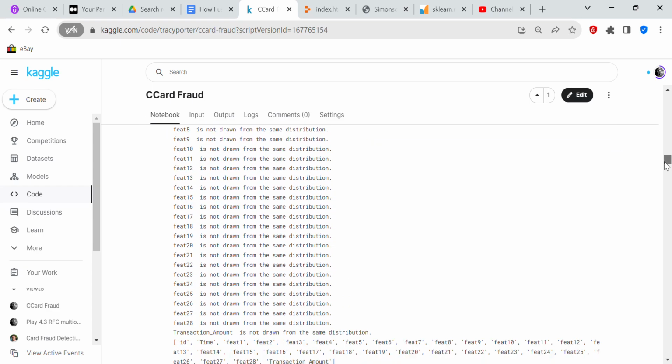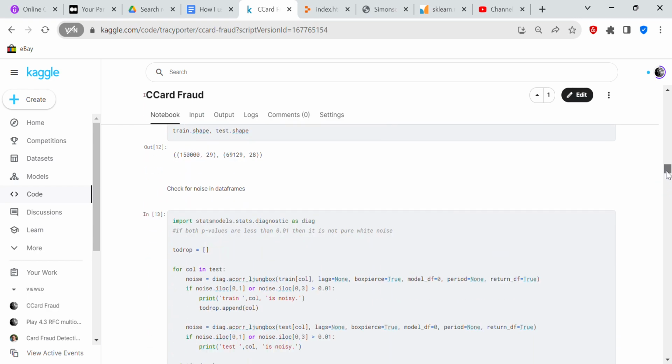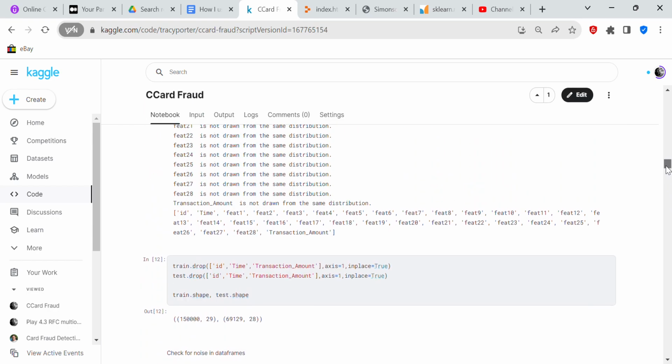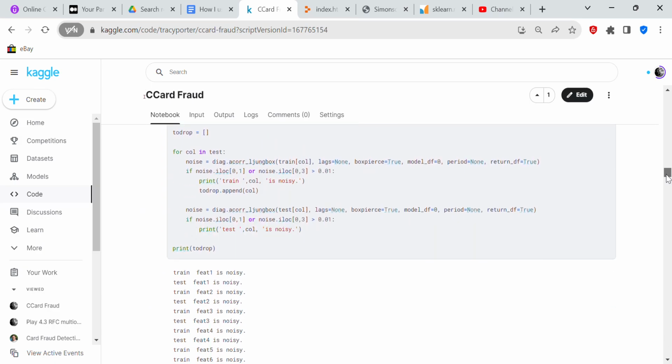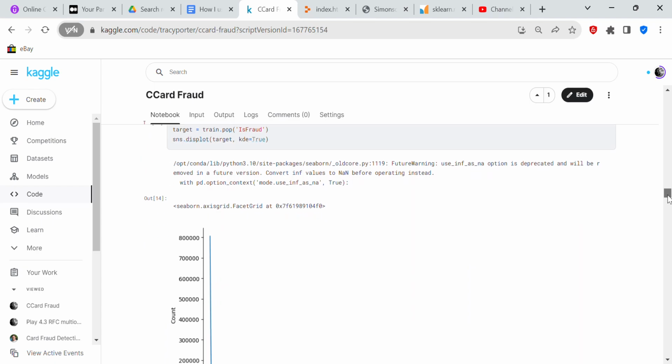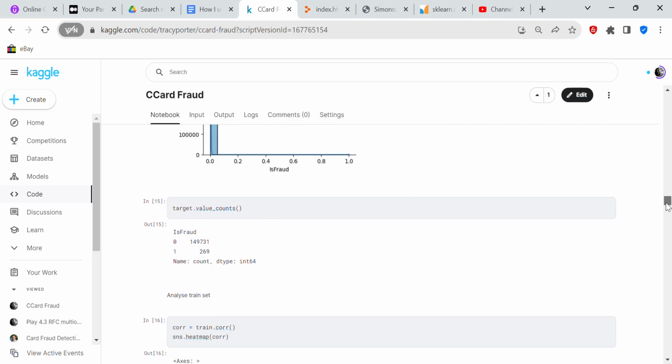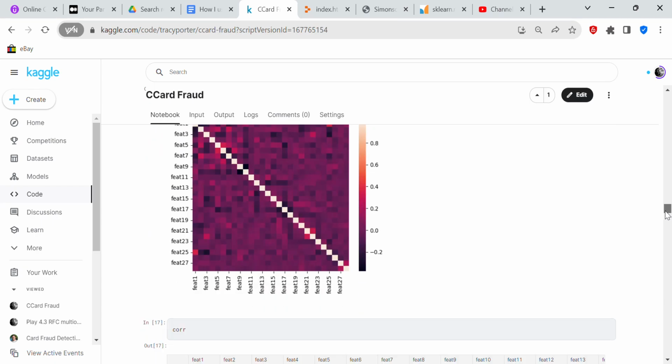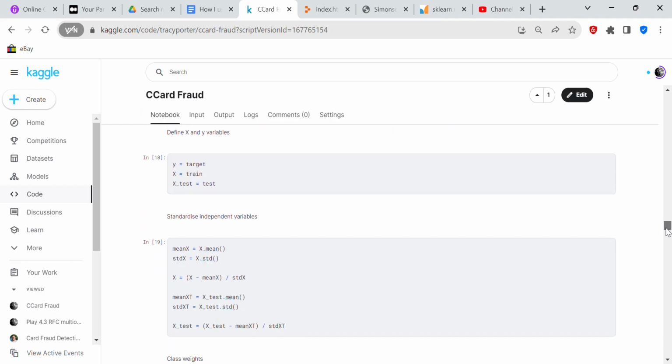And then I checked to see if there was noise on the system. Almost every column was noisy. So again, because there's noise on the system, that's going to affect your prediction as well. And then what I did was analyze the target, which we've already talked about. We did a heat map, so you can see in the heat map that the columns of data are not very highly correlated.